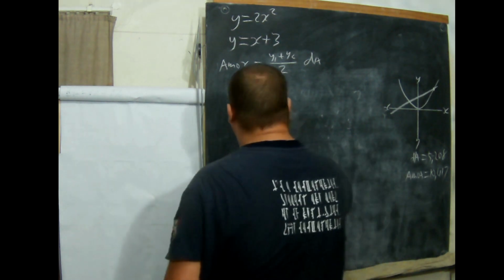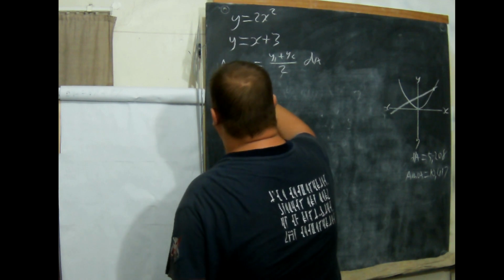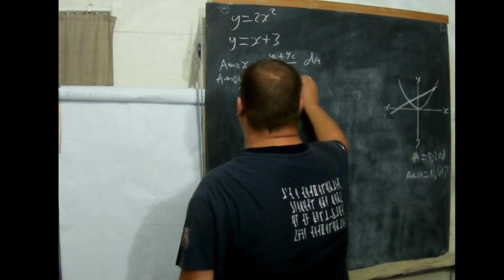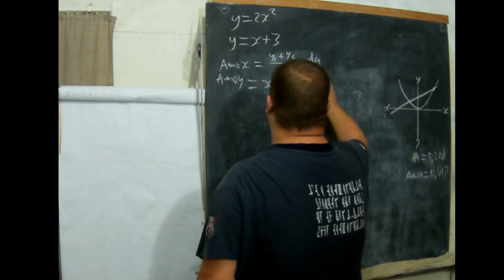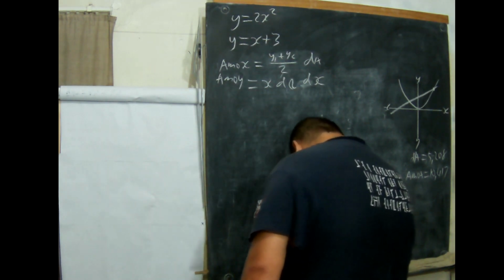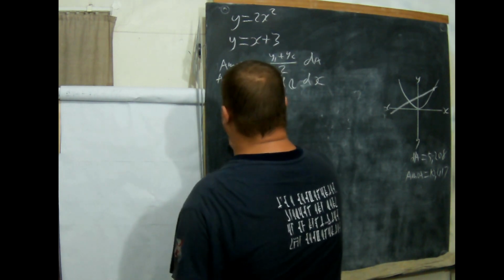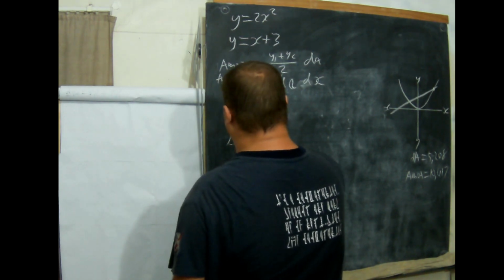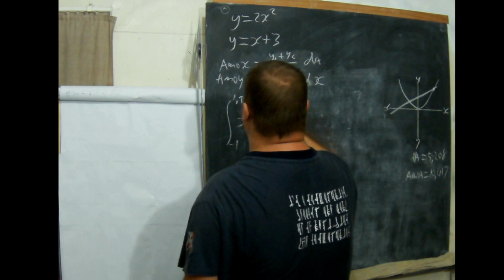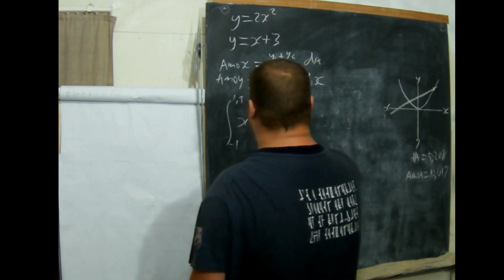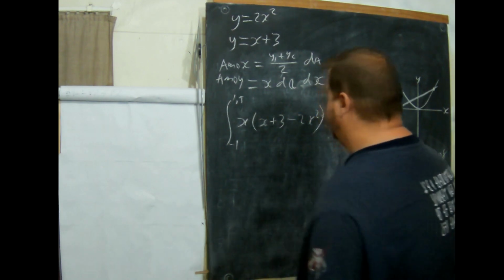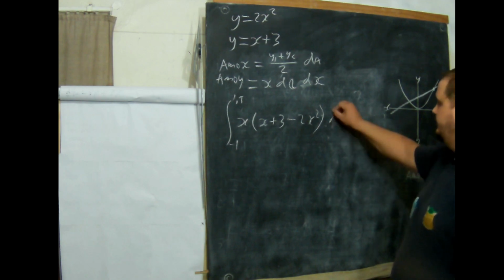Okay, so AMOY equals X times dA dx. Okay, so what that in essence means is that we have the integral of 1.5 and minus 1. So it's X times dA, which is these two minus each other. So it is X plus 3 minus 2x squared dx.